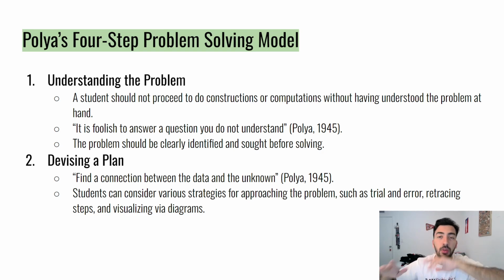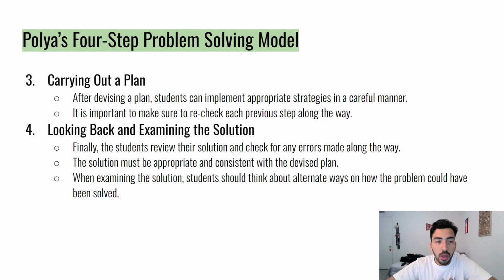Now you have the procedural fluency. So just coming up with these procedures according to what you understood to find the solution to the problem. The third step would be carrying out a plan. After devising a plan, the students can implement appropriate strategies in a careful manner. And it is important to make sure to recheck each previous step along the way. So pretty much making sure that each procedure you are doing is coherent and according to the original problem.